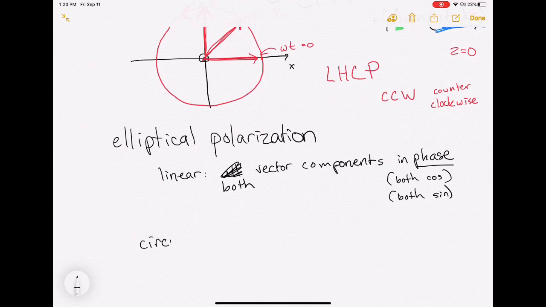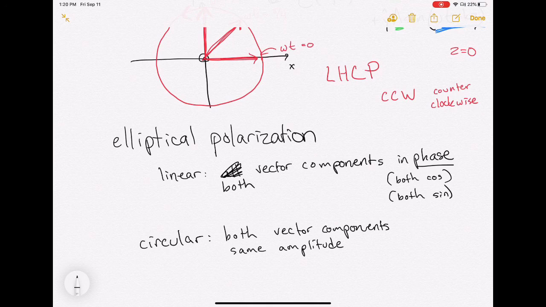For circular, you need both vector components to have the same amplitude, and they need to be exactly 90 degrees out of phase. It doesn't matter if the x component is leading or the y component is leading or anything like that. That just changes the sense of the polarization, but the phase difference between the two has to be exactly 90 degrees.